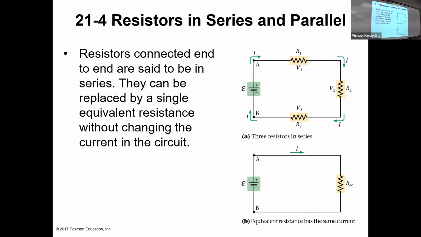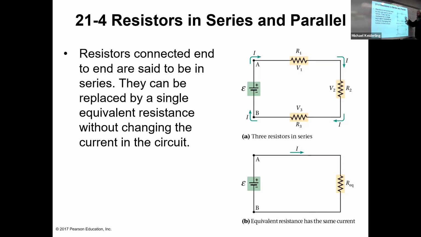So what you can do is that if they're in series, the equivalent resistance is equal to the sum of all the individual resistances. So it's the sum of R sub i. So, R1 plus R2 plus R3 plus dot, dot, dot. So if you have three resistors in series like this, they will act like a single resistor with a resistance equal to their sum.